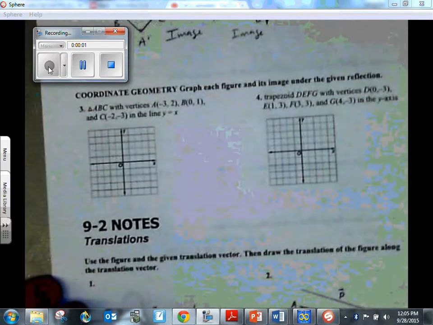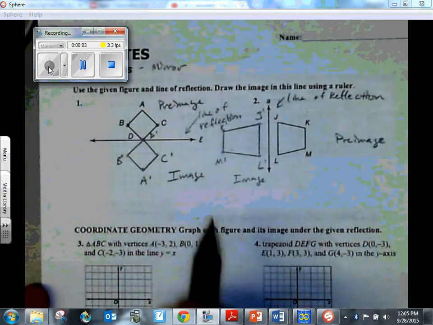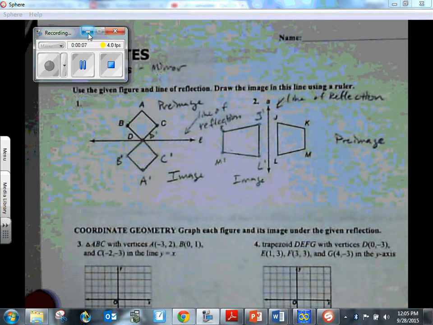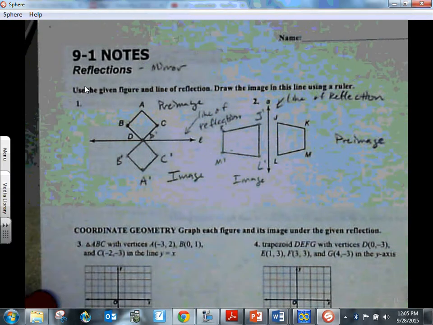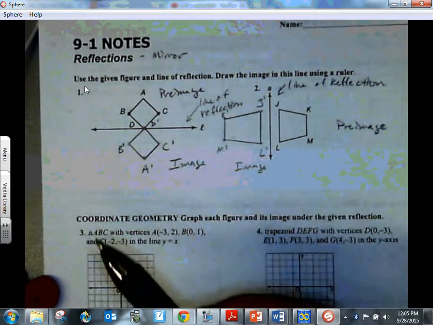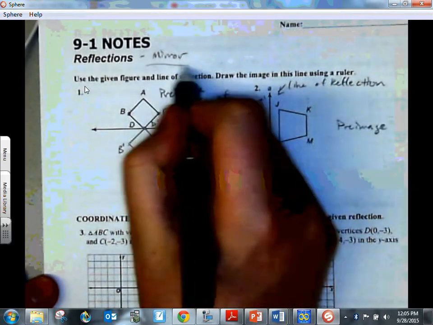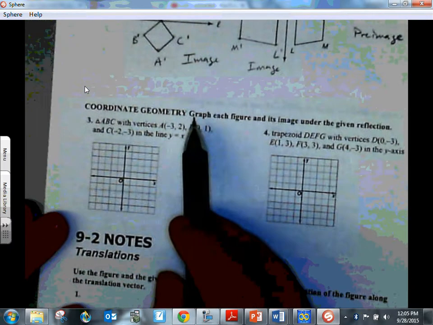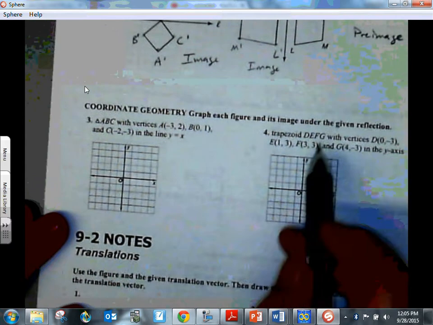Okay, welcome back. We're still working on 9-1 notes. These are reflections. Remember, reflections are like a mirror reflection. Okay? And so I want to do some coordinate geometry with you guys first. What I want to do is graph the figure and then its image under the given reflection.